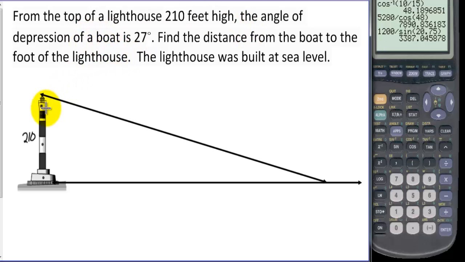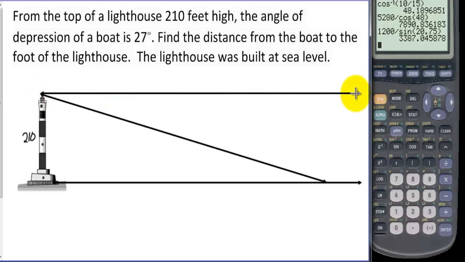Now the angle of depression, if someone is standing on top of the lighthouse looking down at the boat, is actually right here. Here's the angle of depression, which is 27 degrees. And by alternate interior angles, this is also 27 degrees. Now we want to find out how far away the boat is from the base of the lighthouse. It's this distance right here.